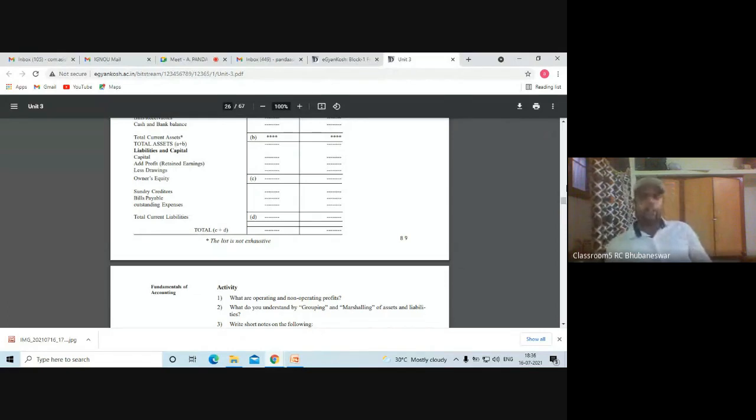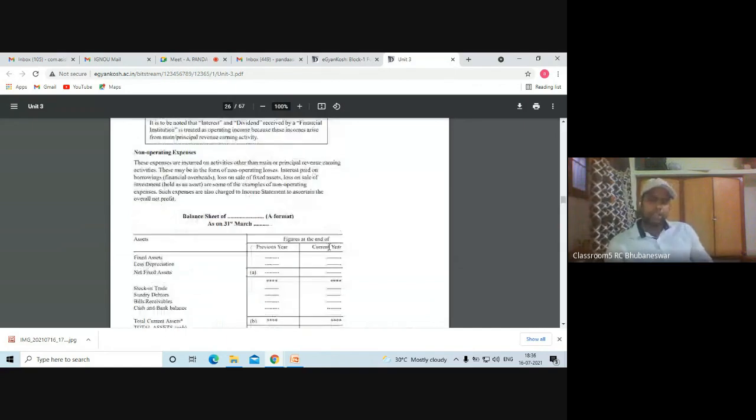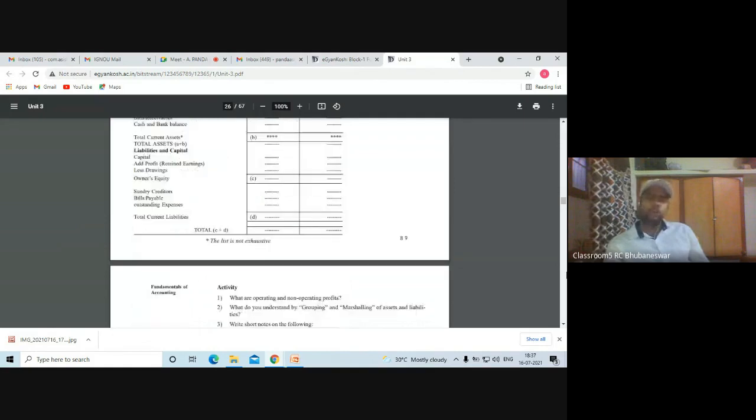In order of liquidity, you first have to display all the liquid assets. Here it is written first fixed assets, then all the liquid or current assets, so it is in order of permanence. That means first fixed assets will come, then current assets. But if you have to show in order of liquidity, then first current assets will come, then fixed assets. Likewise in case of liabilities, first the current liabilities will come, then capital and all other fixed liabilities.